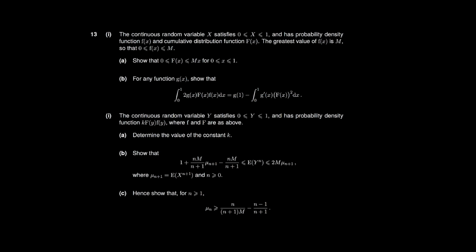The continuous random variable X satisfies X between 0 and 1 and has a PDF of f(x) and CDF of big F(x). The greatest value of the PDF is m, and we need to show that the cumulative distribution function is between 0 and mx for x between 0 and 1. For this first part, I think we can just use a diagram.